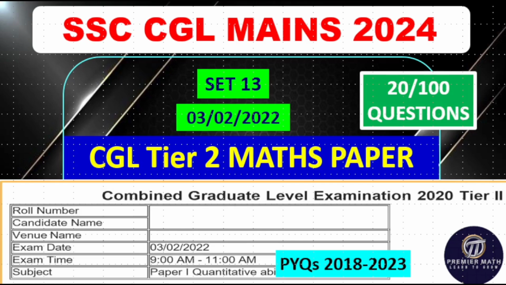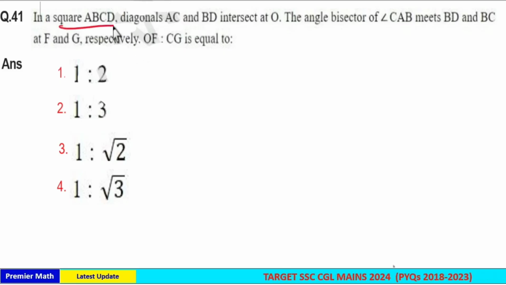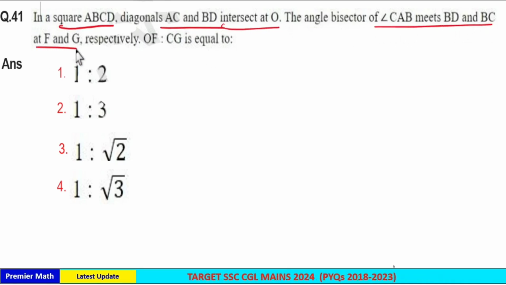Our first question is: in square ABCD, diagonals AC and BD intersect at O. The angle bisector of angle CAB meets BD and BC at F and G respectively. OF to CG is equal to.